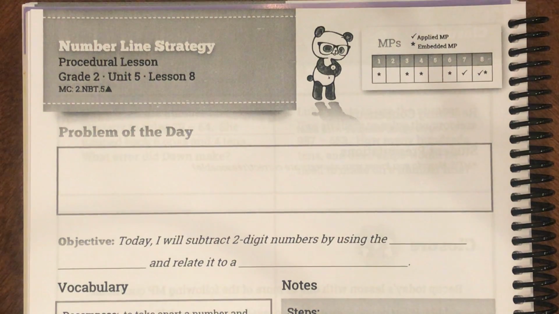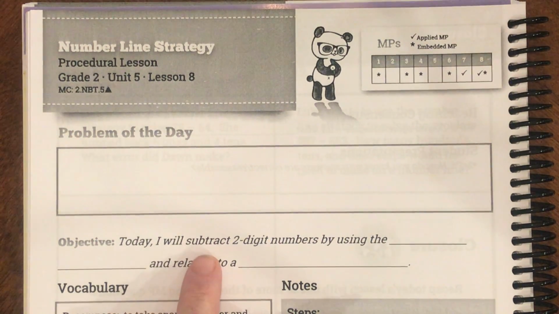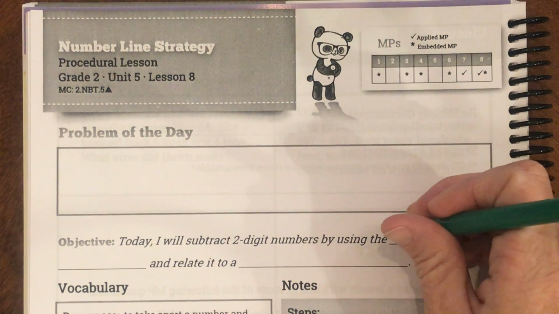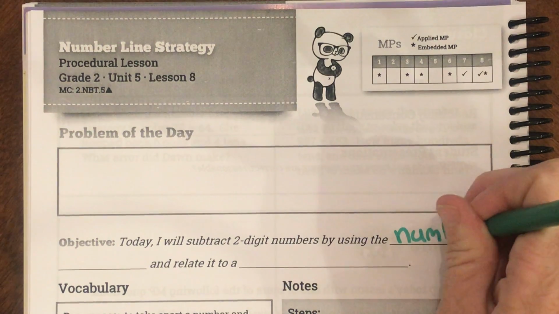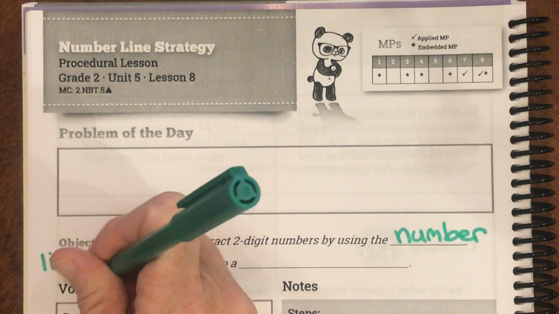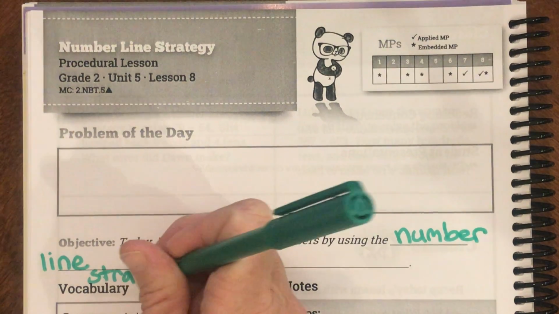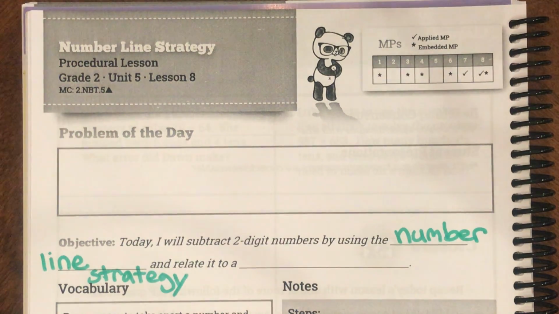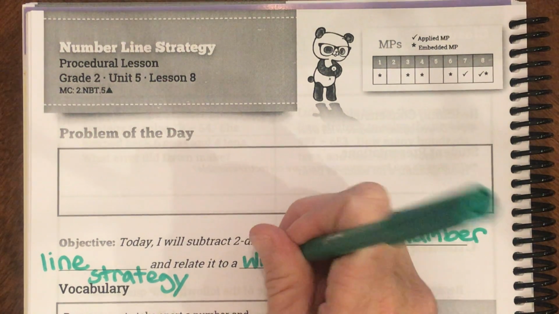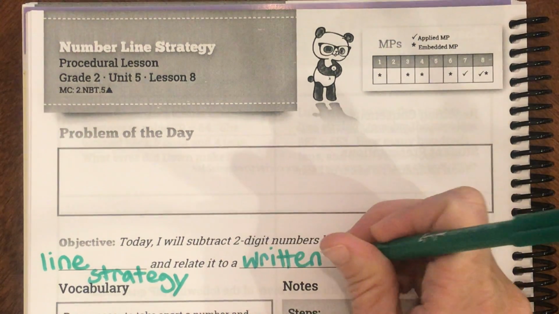We're going to continue with what we did yesterday. So we're just going to practice more. Our goal says, today I will subtract two-digit numbers by using the number line strategy and relate it to a written method.